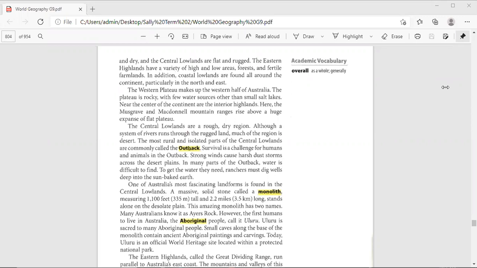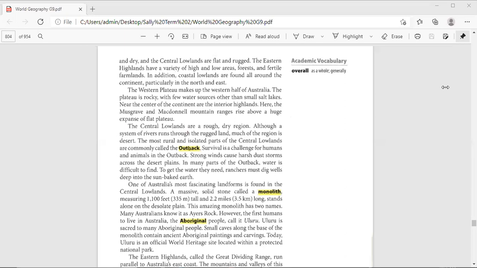Because it's a dry region and it's deserted. It means isolated. But what about water sources? What about the wind? There are strong winds and dust storms, and the water is rare and difficult to find.